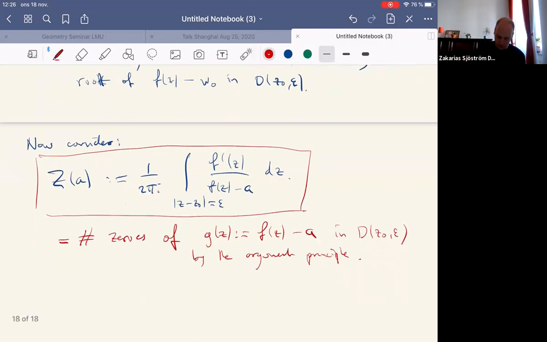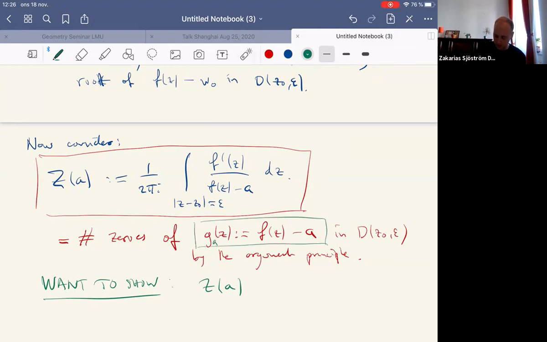Okay, and now we want to show that Z of a, the number of zeros in this disk of radius epsilon of this equation, let's put g_a here, so the zeros of this function, is equal to the number of zeros of the corresponding function, but where we put w0 here instead. Okay, so this is what we want to show. And how do we do this?